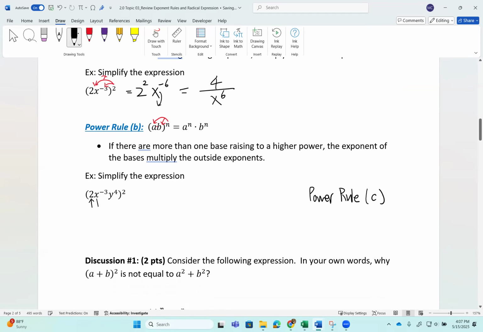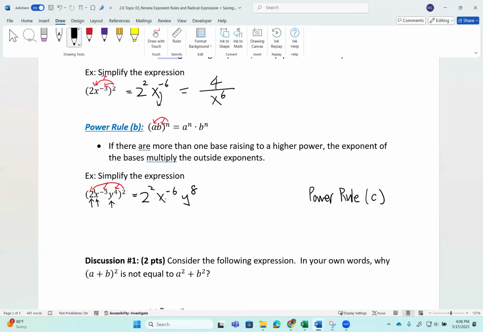All right, so this example here has three different bases, or three different factors inside the parentheses. So once again, all these are just one term in the parentheses. So my outer exponent will multiply all the exponents that are inside the parentheses. So the 2 is to the first power. 1 times 2 is 2. -3 times 2, x to the -6. 4 times 2, y to the 8 power.